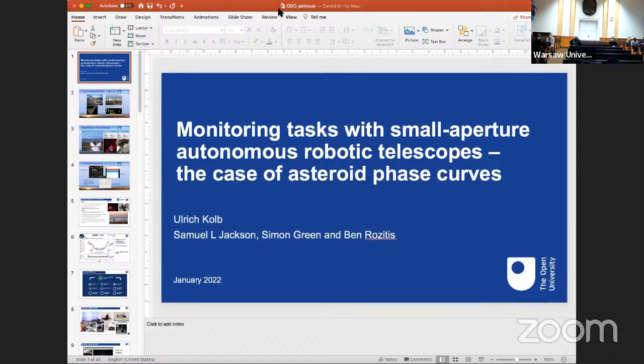We've been collaborating on various projects, including robotic telescopes, and Ulrich is going to tell us a few words about their fantastic project. Ulrich is a professor of astronomy at Open University in the UK. He studied in Germany, and then he worked in the US and the UK as well. He's also involved in Plato, as I understand, and is also very involved in the didactics and education of astronomy, which is of interest for us, I believe, very much here as well. Ulrich, please tell us about your robotic telescopes and asteroid observations.